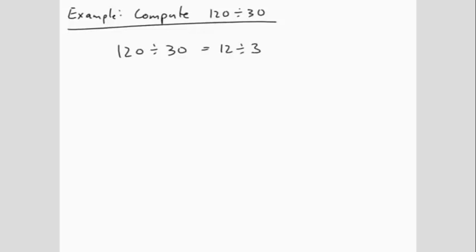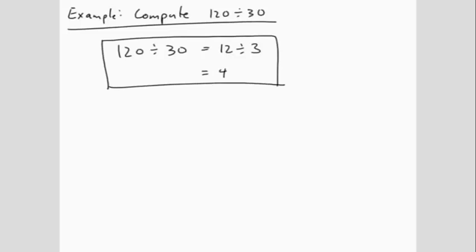Example, compute 120 divided by 30. This time we are going to express the process symbolically. Recall that we took the problem 120 divided by 30, and by putting things into bundles of 10, turned it into 12 divided by 3. 120 divided by 30 is the same as 12 divided by 3. And from here we can do the calculation 12 divided by 3, which gives us 4.